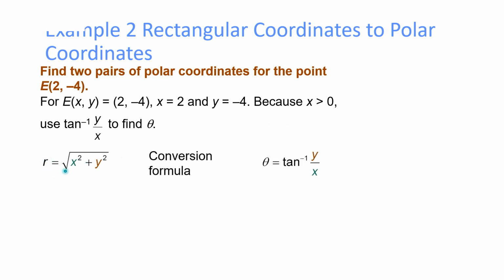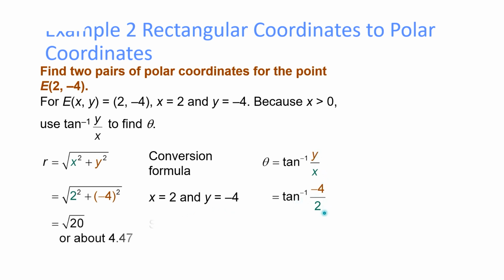So let us find r first. The r value is the square root of x squared plus y squared, and theta is tan inverse of y over x. So plug in the values. x is 2, so 2 squared here, and the y value is -4 whole squared, and tan inverse of -4 divided by 2. So this is going to be around 4.47 or square root of 20, and tan inverse of -2, which is -1.11. If you're using the positive side, you need to add 2 pi here, so you get 5.18.